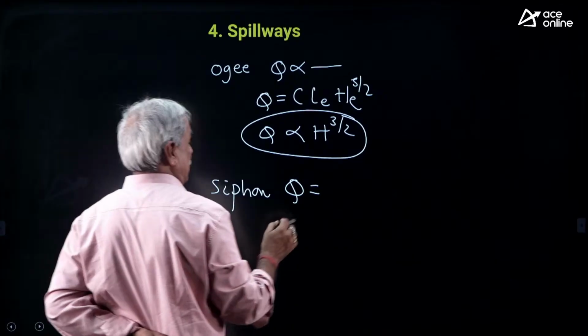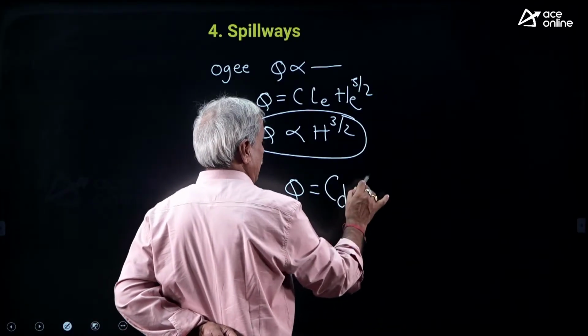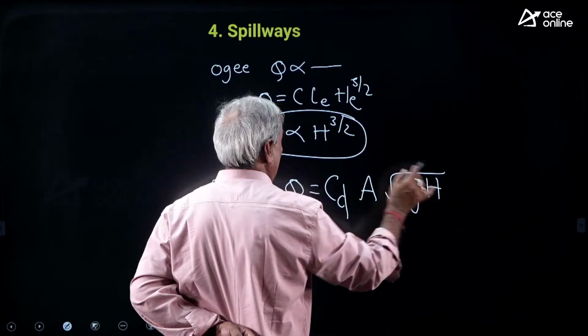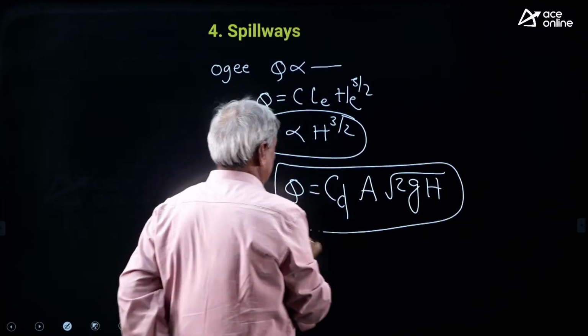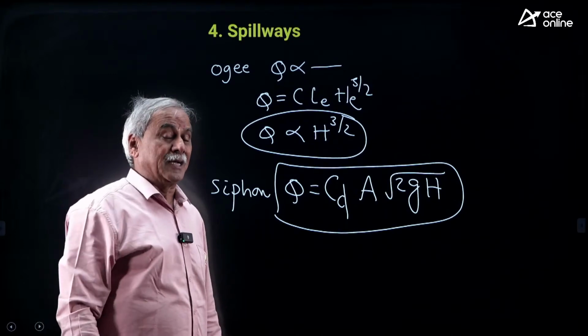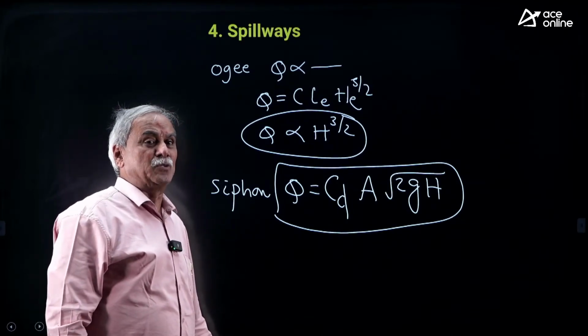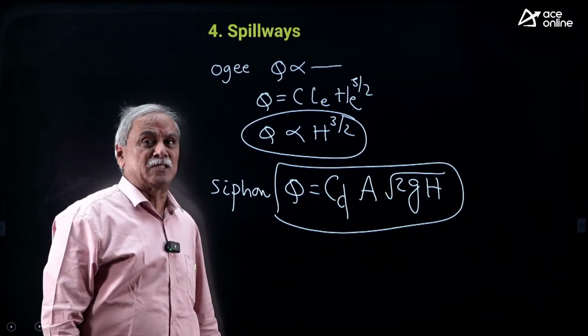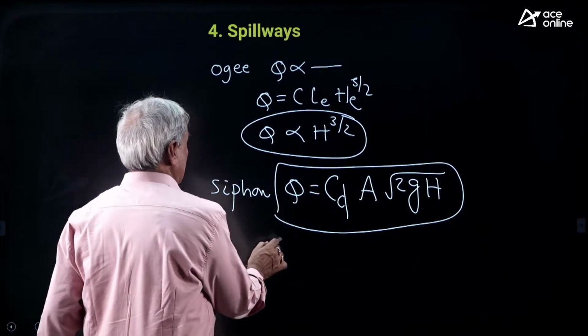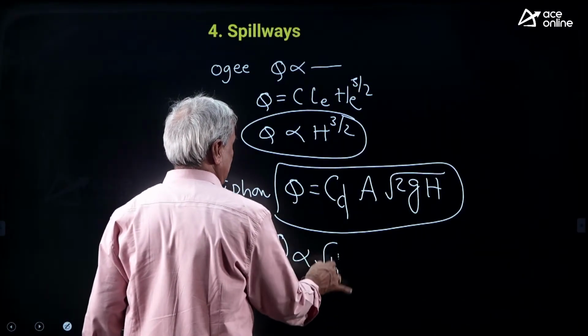Q is equal to CD into A into root of 2GH is the formula for discharge, surplus discharge coming from the reservoir over the dam section at the location of the siphon spillway. How much excess surplus water will go? You can calculate very easily by this formula. So Q is proportional to root H.